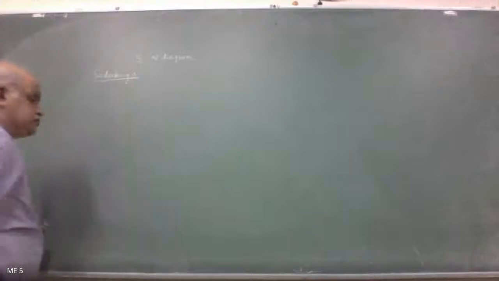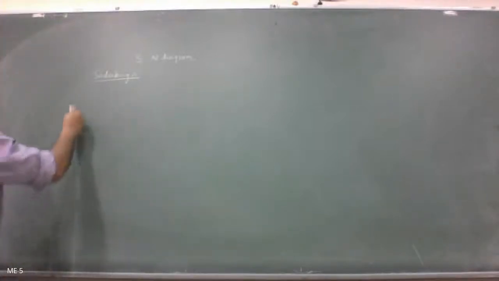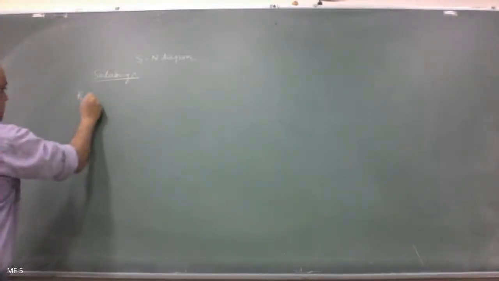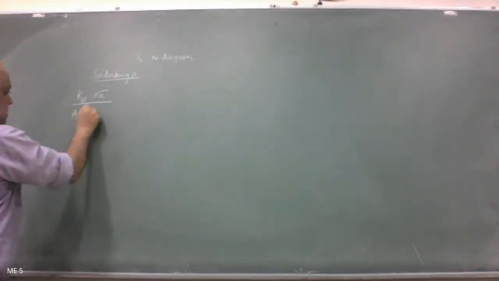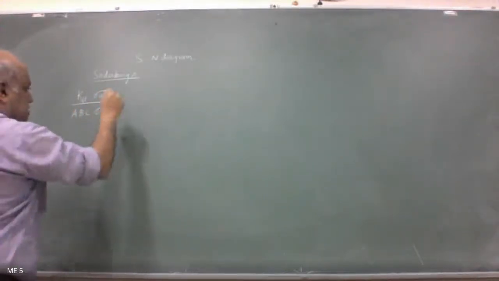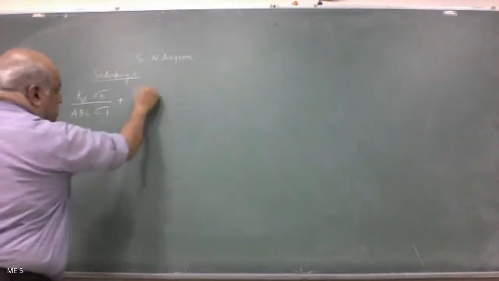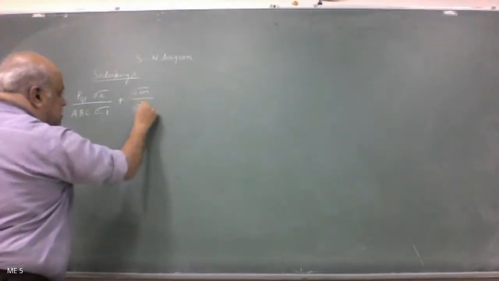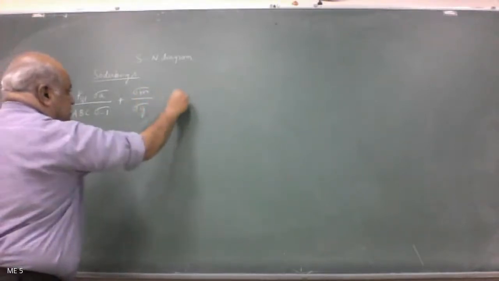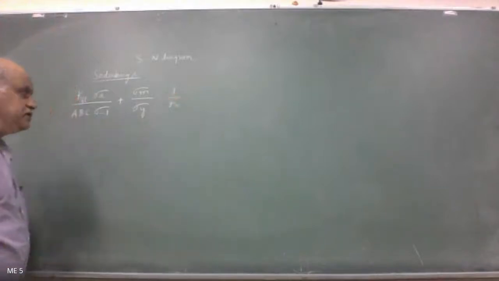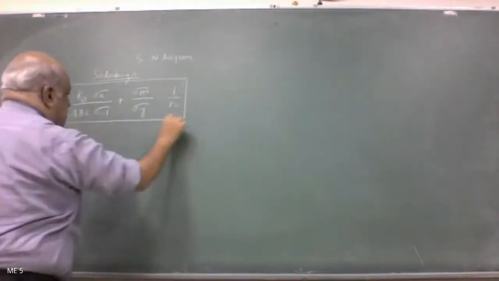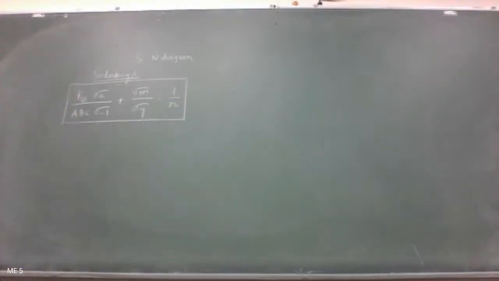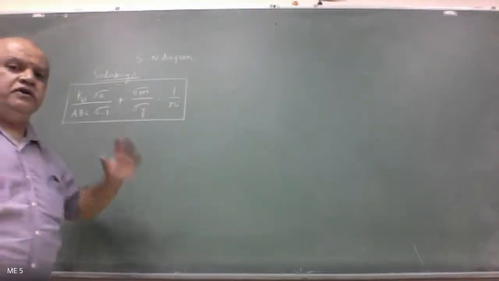Okay, the expression for Soderberg's equation is essentially given by K_f times sigma amplitude divided by ABC times sigma endurance, plus sigma mean divided by sigma yield, is equal to 1 by factor of safety. This is Soderberg's equation to solve problems for the members which are subjected to fatigue loading.